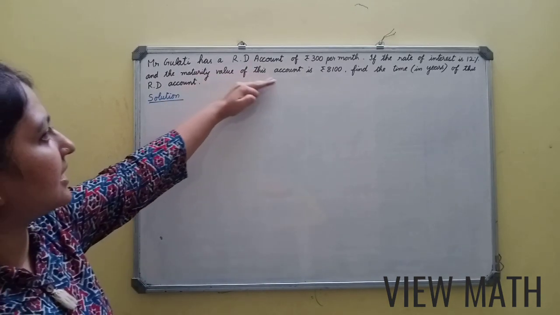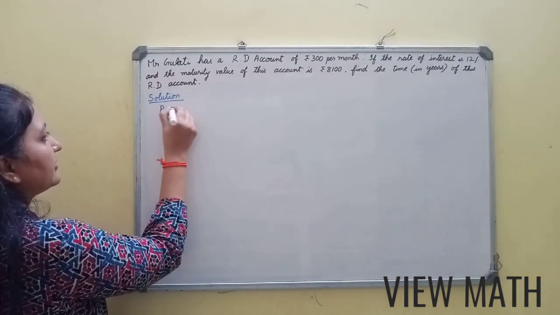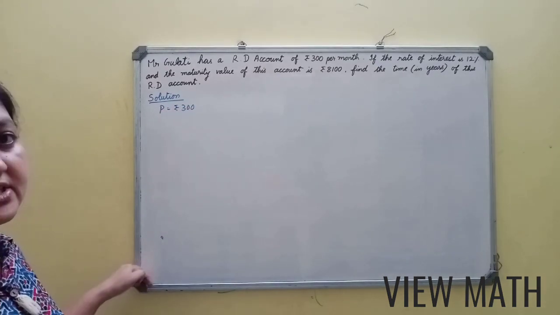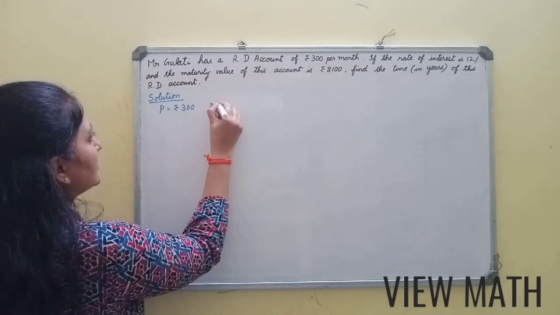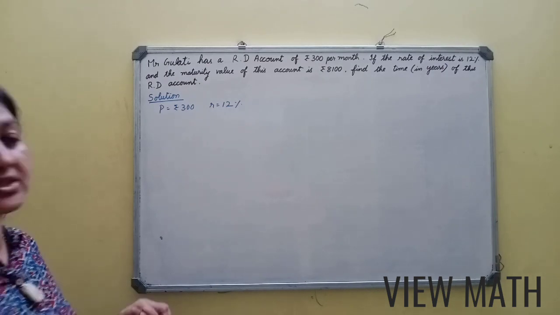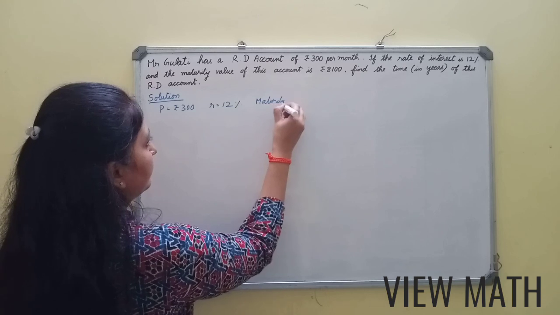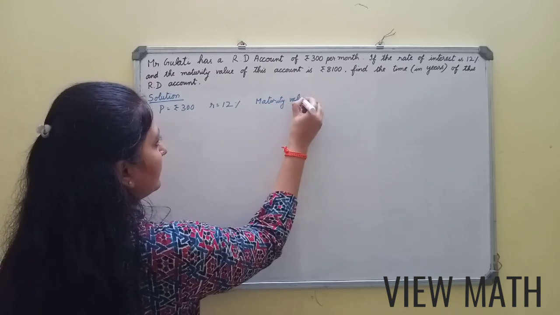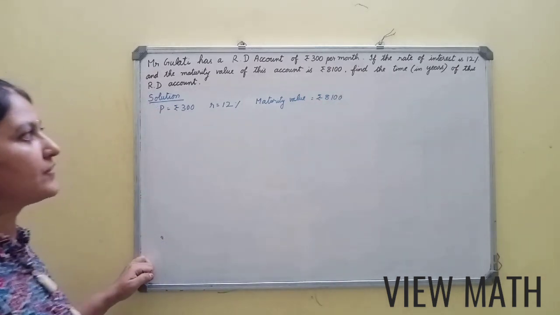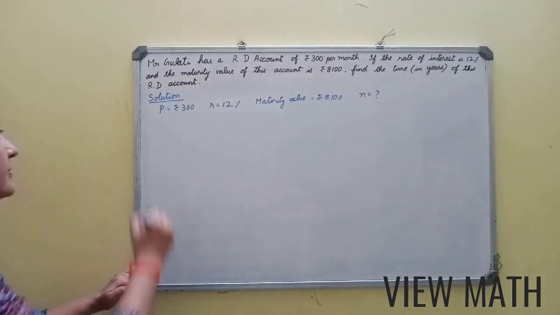Mr. Gulati has a RD account of rupees 300 per month. So P value they have given rupees 300. If the rate of interest is 12%, R is equal to 12%. And the maturity value of this account is rupees 8,100. They have given the maturity value rupees 8,100. They are asking us to find the time in years. So n they are asking us to find out.